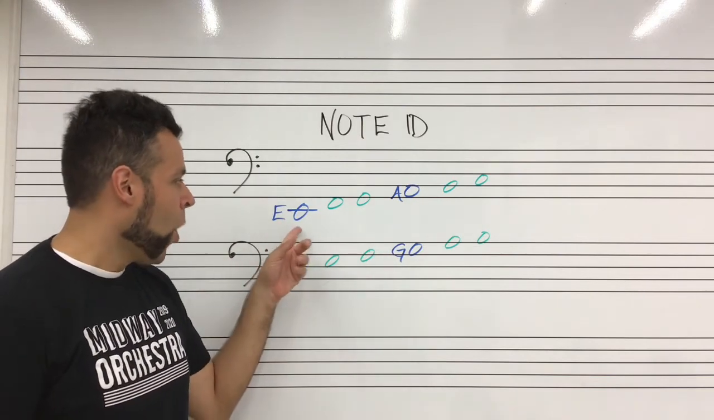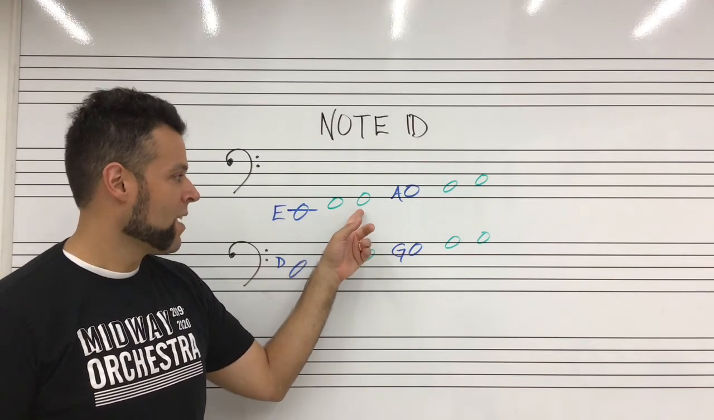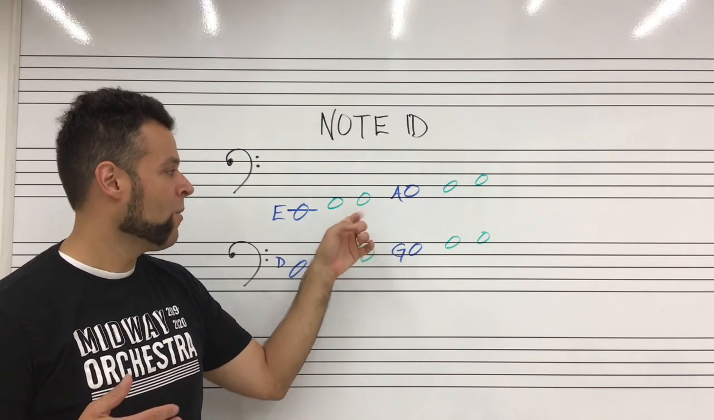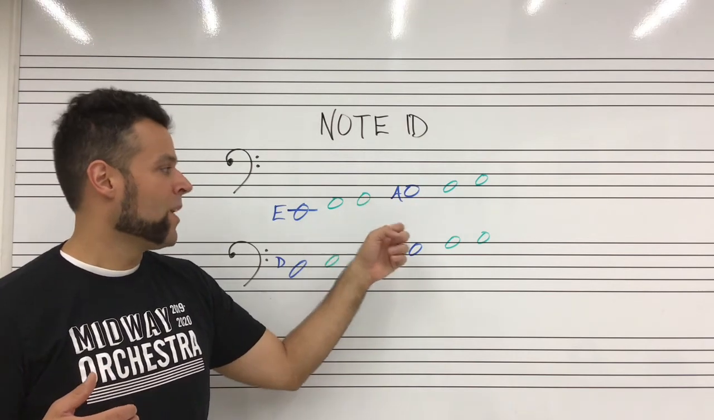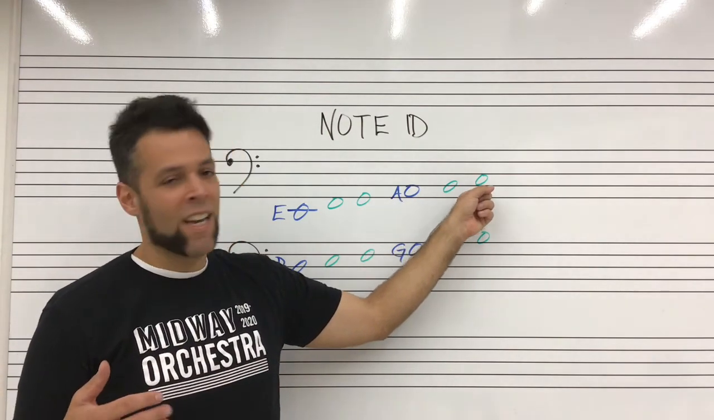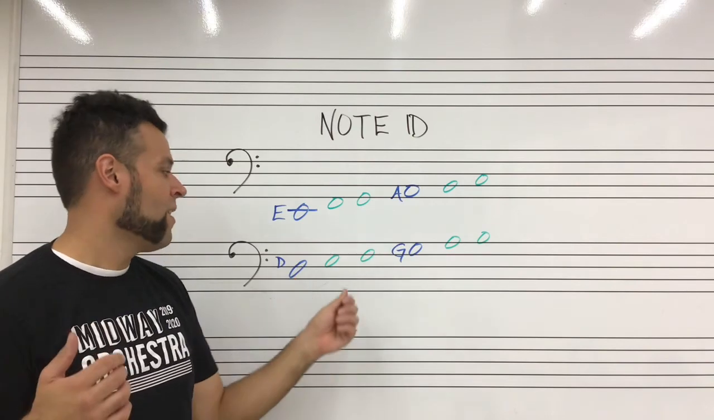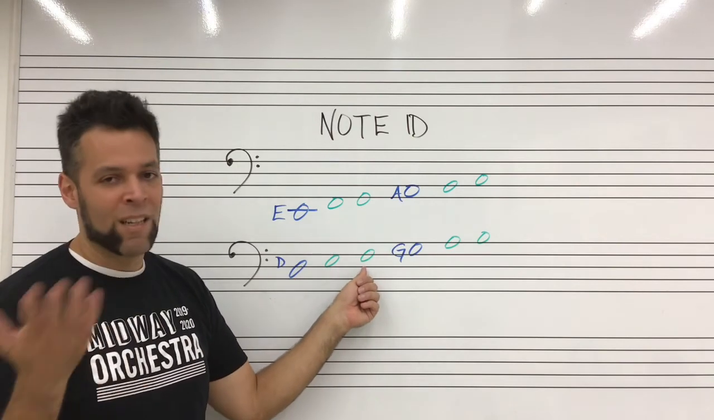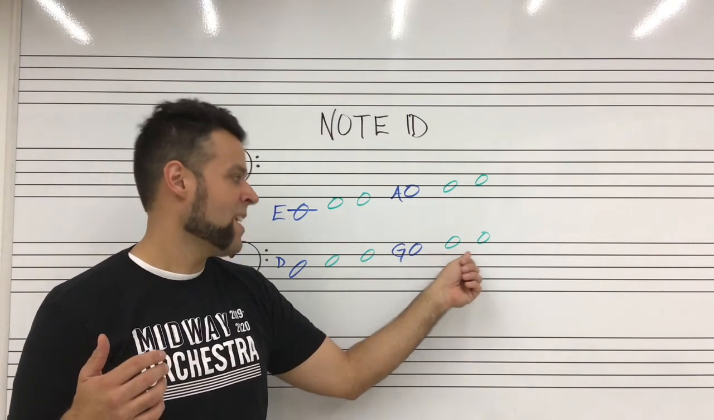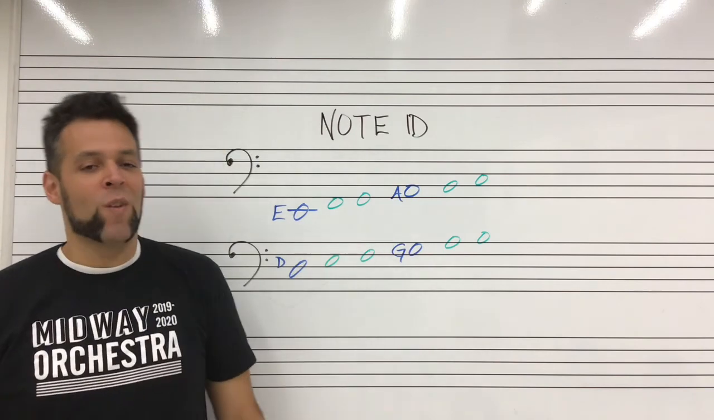So, open E, first finger, next one up is going to be F, and then, either second or fourth finger, depending on where we are, we're going to have that G. And then we go to open A, and then first finger B, and second or fourth finger C. Next string up, we have open D, then first finger E, and second or fourth finger F, and then we have open G, and first finger A, and second or fourth finger B. And that is your open string method.